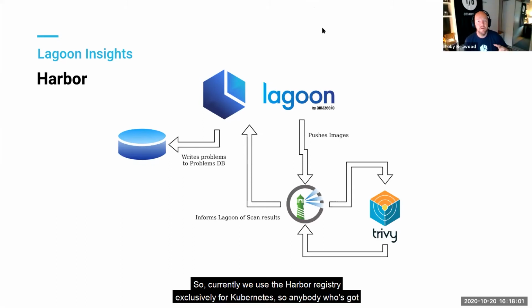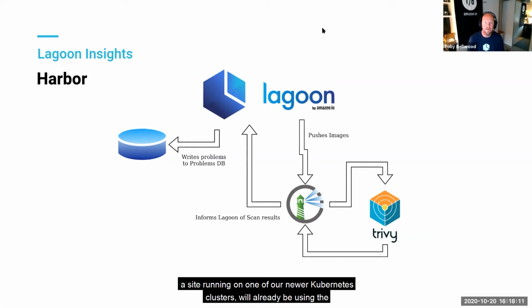So currently we use the Harbor registry exclusively for the Kubernetes. So anybody who's got a site running on one of our newer Kubernetes clusters will already be using the Harbor registry. Because OpenShift had its own built-in container registry, it doesn't support as much as we need it to do this image scanning.